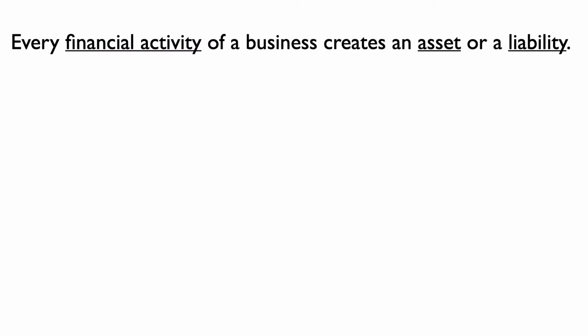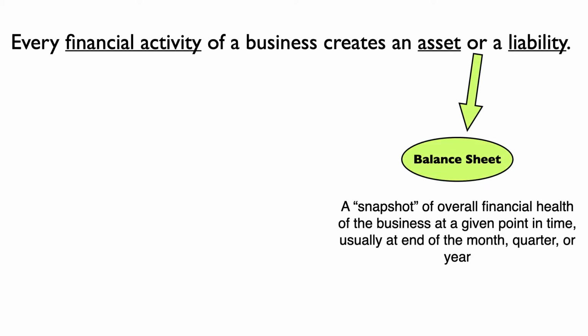I'll begin with this simple statement. Every financial activity of a business creates an asset or a liability. This statement is the basis of all three financial reports. In this video, we'll focus on tracking assets and liabilities using the balance sheet. The balance sheet is a snapshot of the overall financial health of the business at a given point in time.